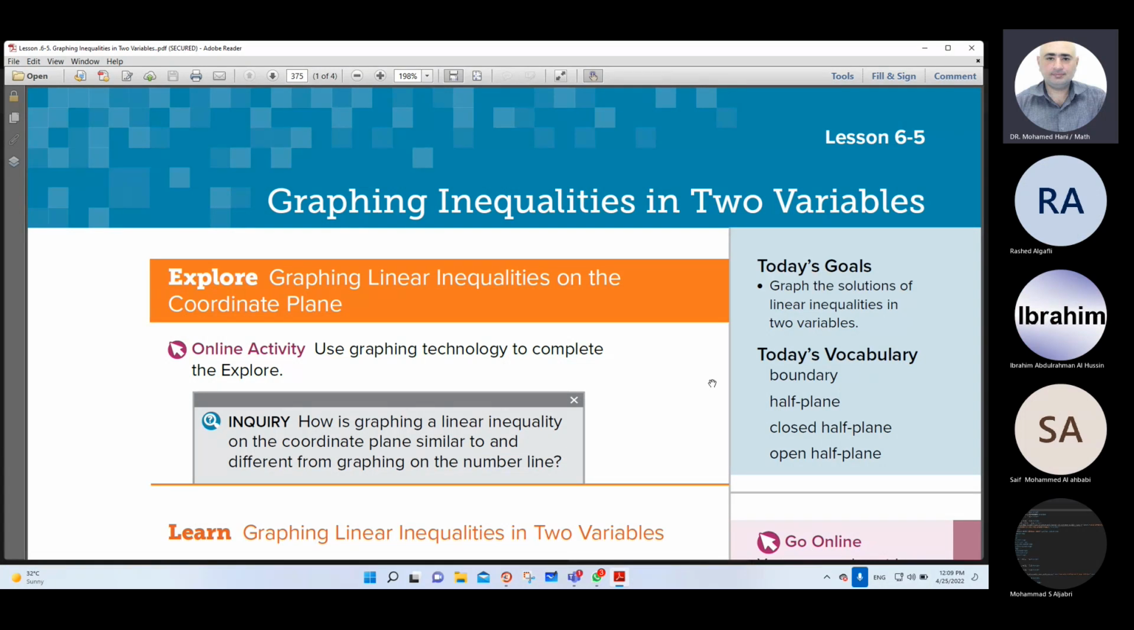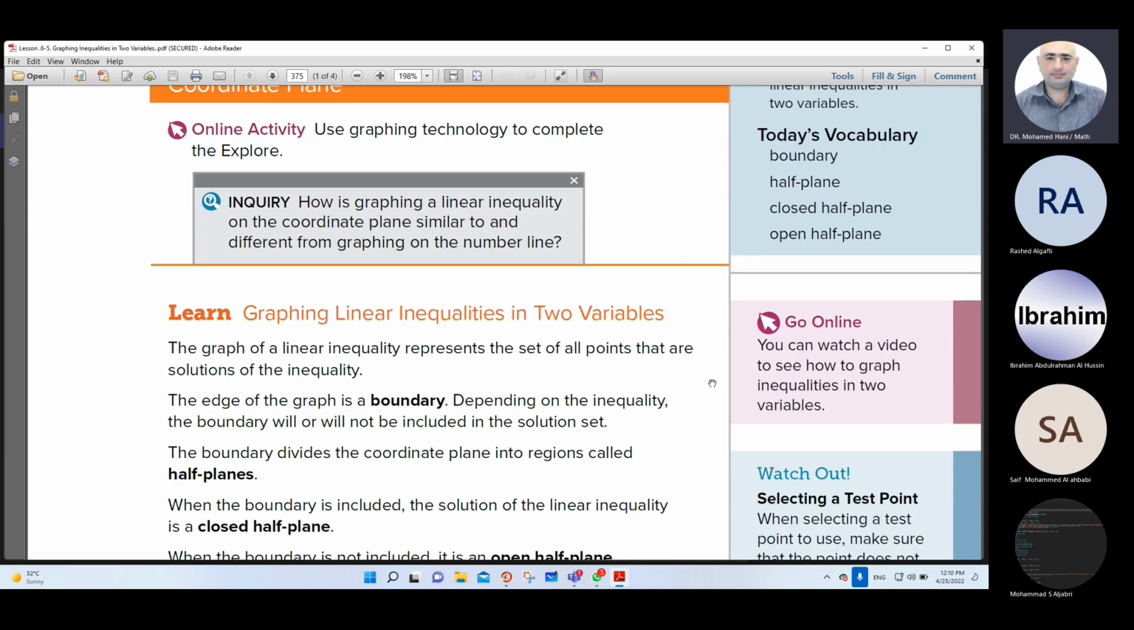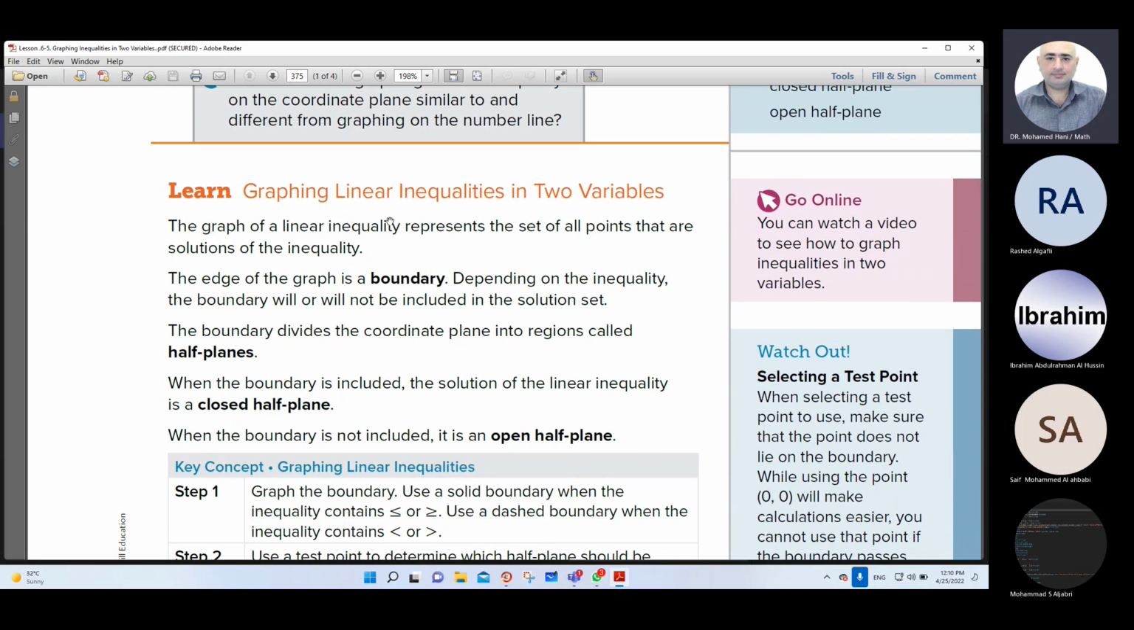Math grade 9 Algebra 1. We are in module 6 lesson 5, the last lesson in this module: graphing inequalities in two variables. So in this lesson we want to learn graphing linear inequalities in two variables.